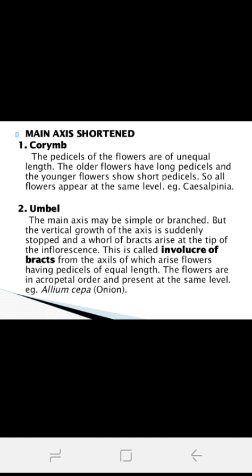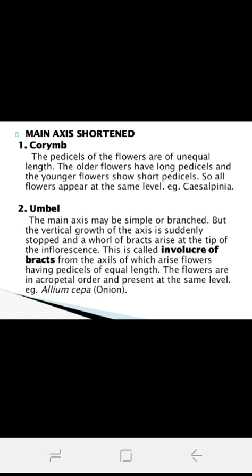Okay, now the second category, that is main axis shortened. In this, the first one is corymb. Here, the pedicels of the flowers are of unequal length. Lower flowers have long pedicels, upper flowers have short pedicels. So all flowers appear at the same level. That type is known as corymb.